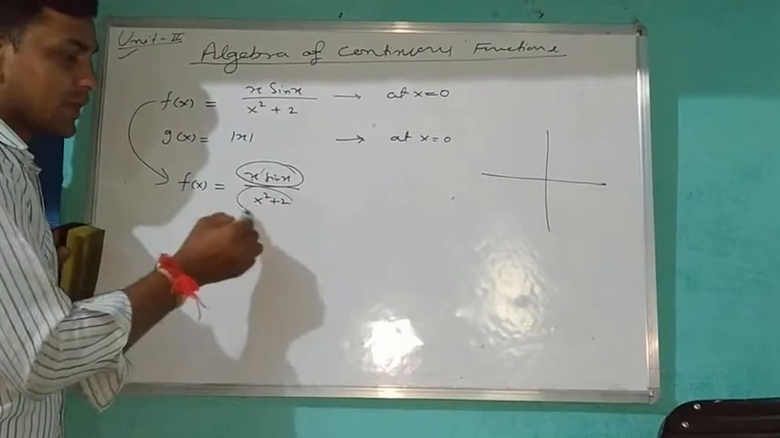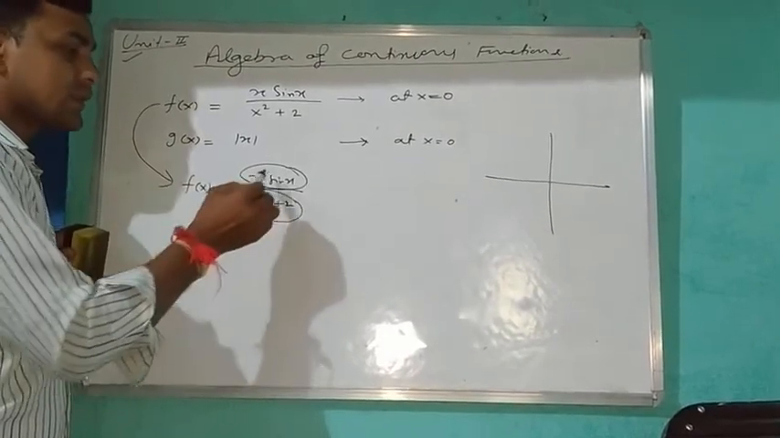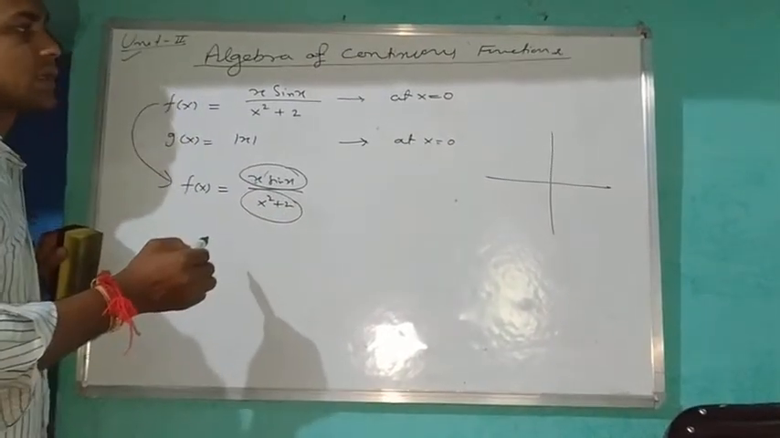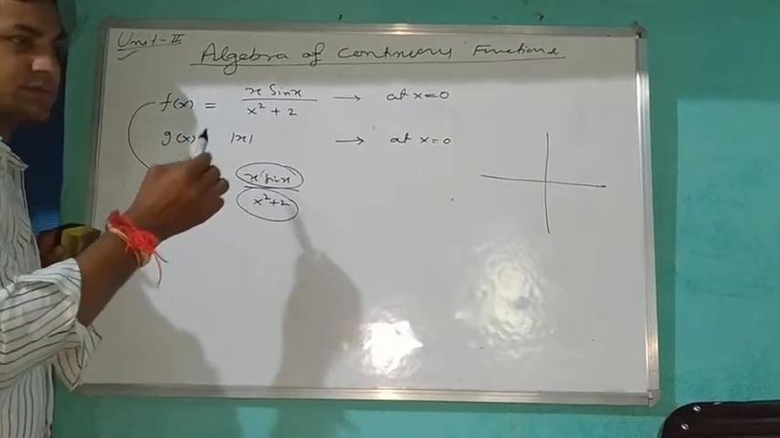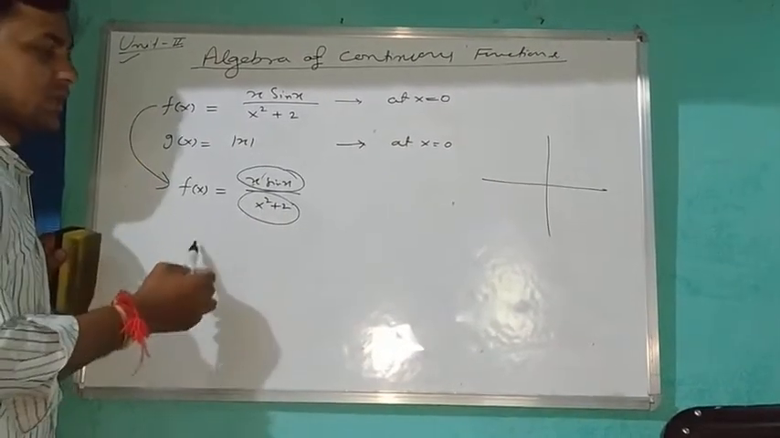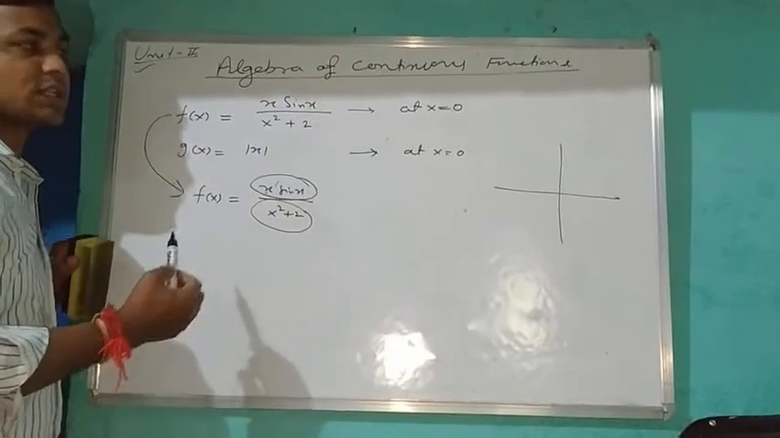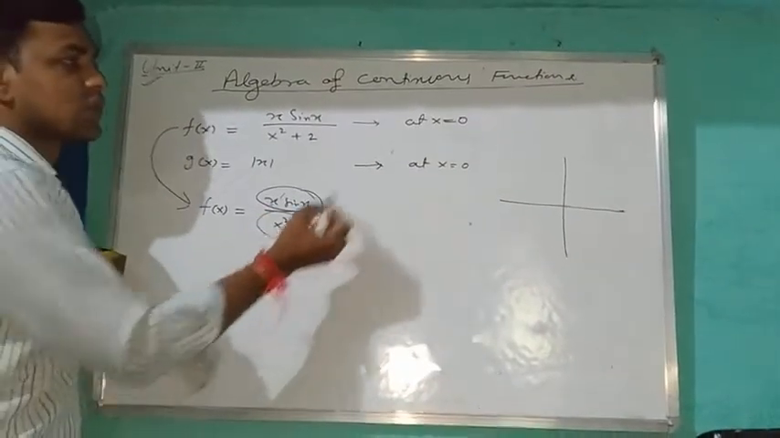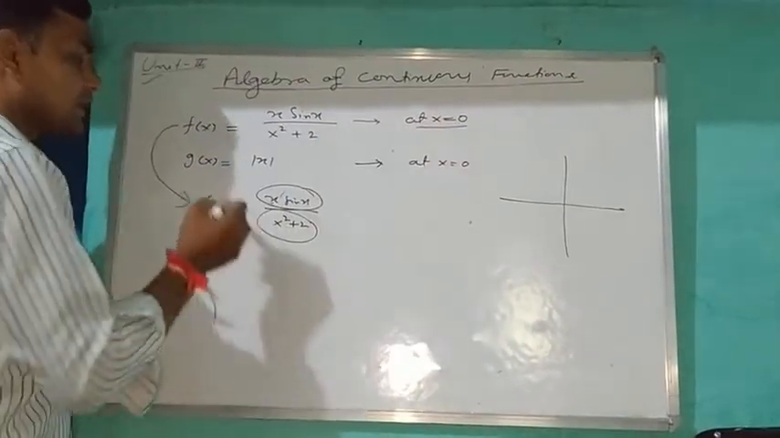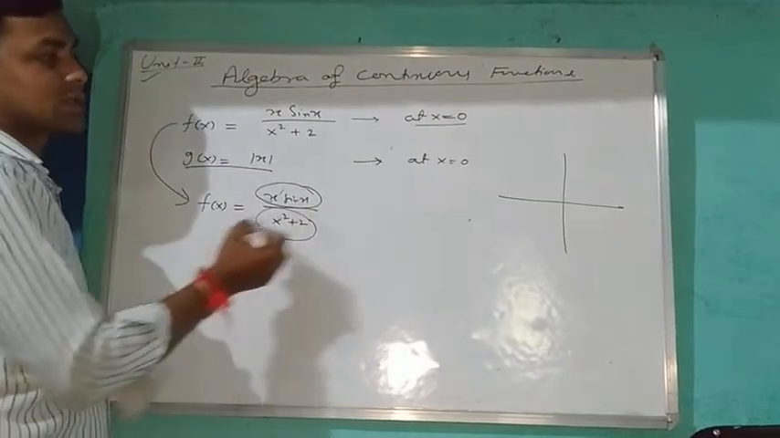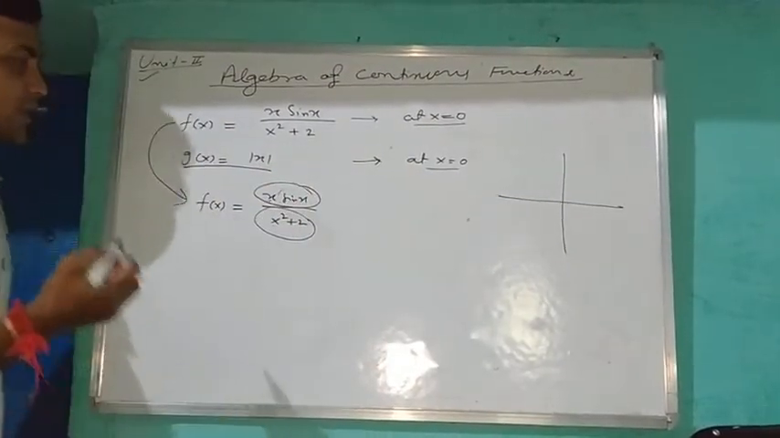It means the denominator part is also continuous, and the numerator and denominator are continuous. According to the algebra of continuous functions, the division of two continuous functions is a continuous function. It means this function is continuous at x equal to 0. And the second, g(x) equal to mod x, is continuous at x equal to 0.